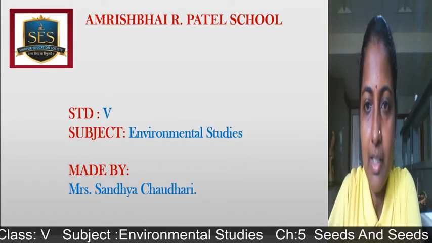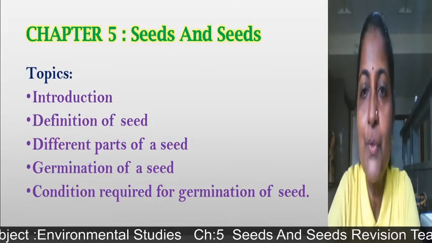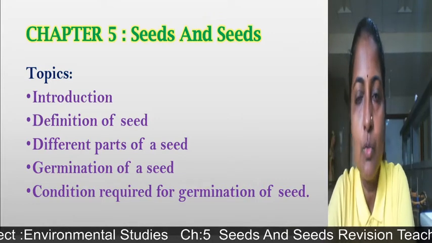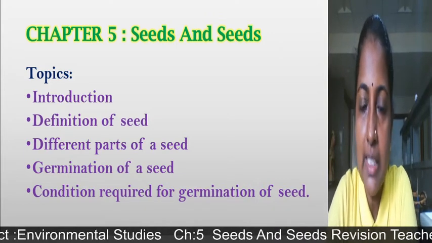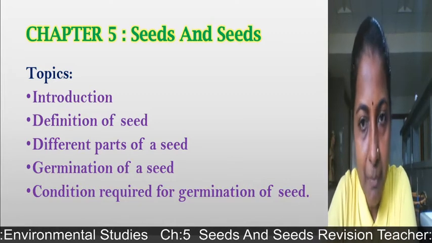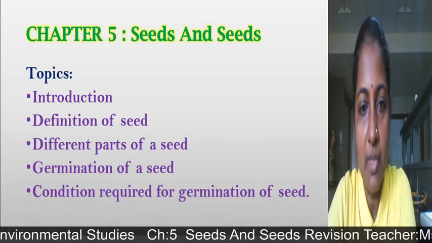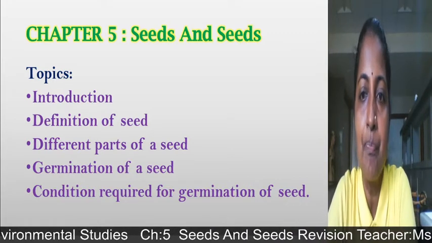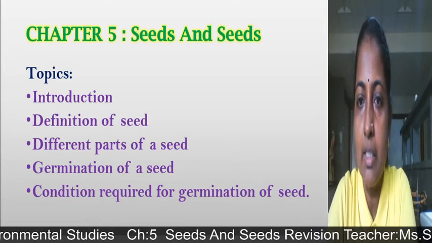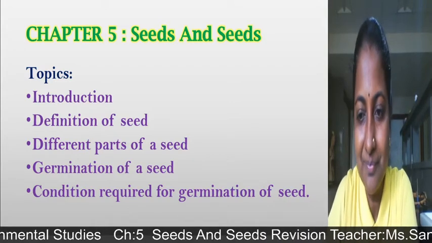So let's start with 5th standard environmental studies. So students, we will revise chapter number 5, Seeds and Seeds. The topics in the first section are introduction of the lesson, definition of seed, different parts of a seed, germination of a seed and conditions required for germination of a seed. After that we will see the different agents responsible for dispersal of seeds. So let's start one by one.